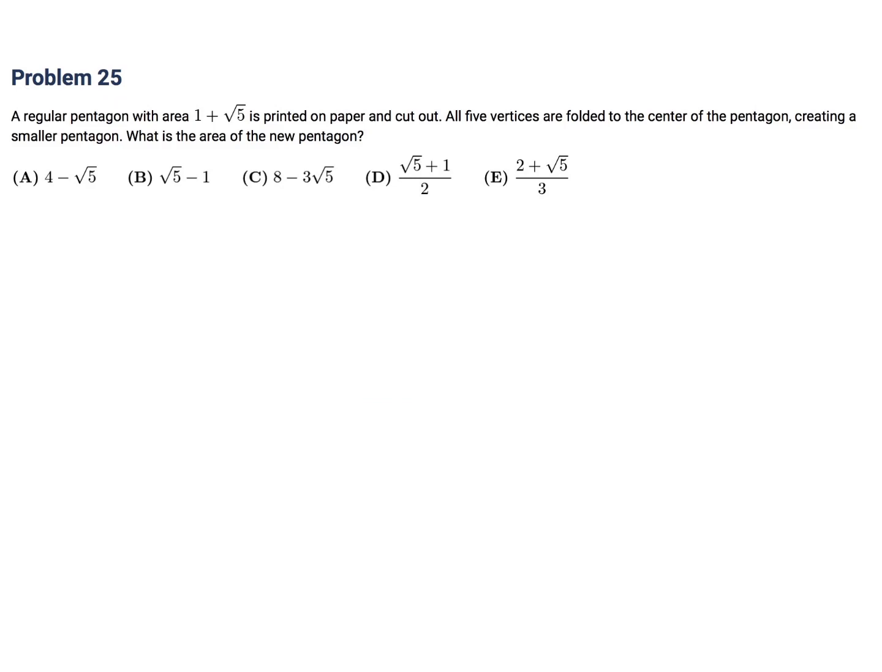An irregular pentagon with area 1 plus root 5 is printed on a paper and cut out. All 5 vertices are folded to the center of the pentagon, creating a smaller pentagon. What is the area of the new pentagon? Well, you have about 2 minutes to solve this question. So you want to use a ruler to get the fastest possible outcome, because otherwise the solution is very long. Rulers are allowed on the AMC exam.